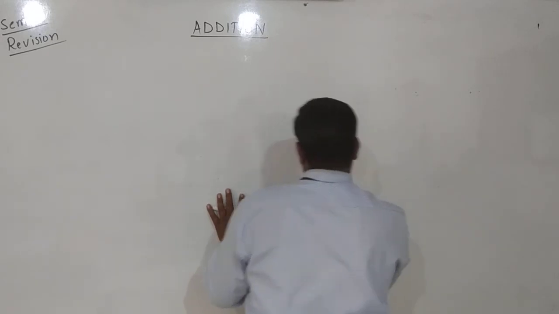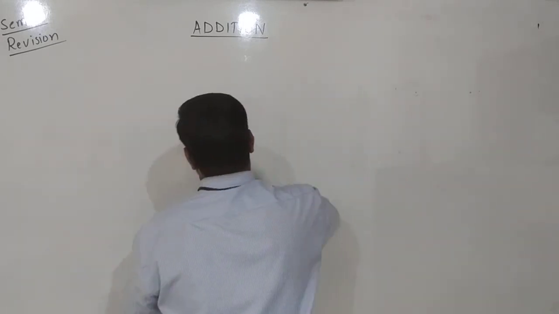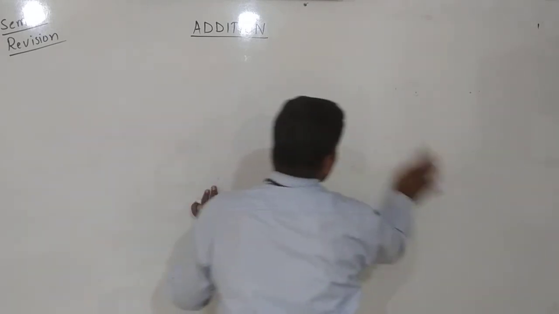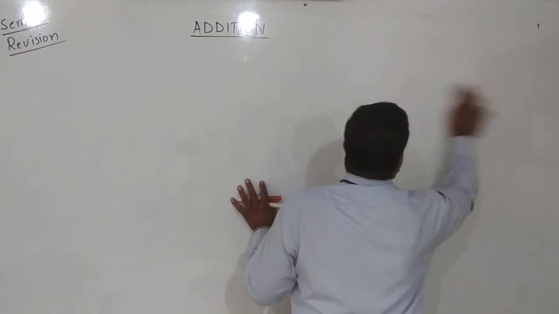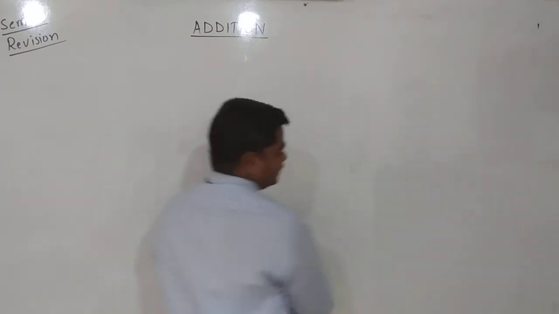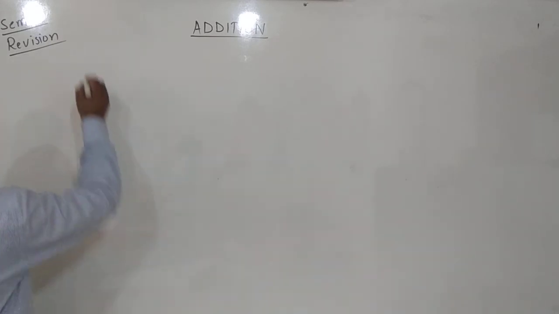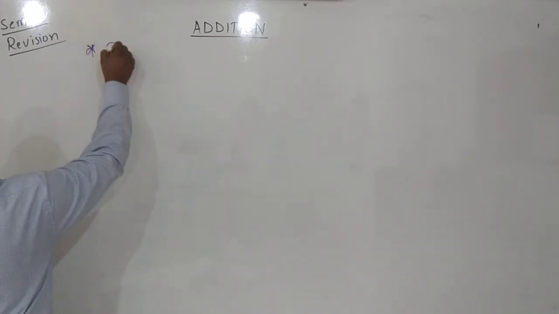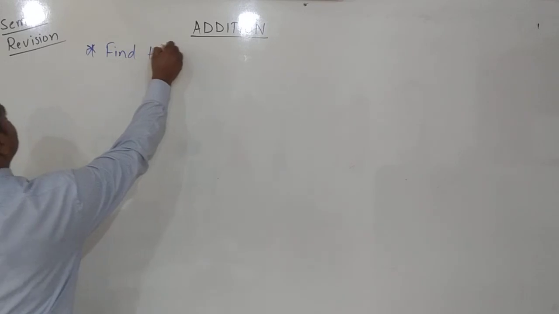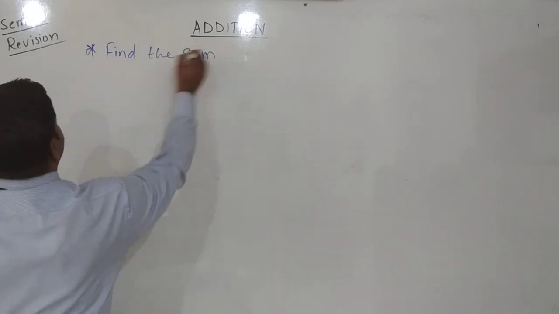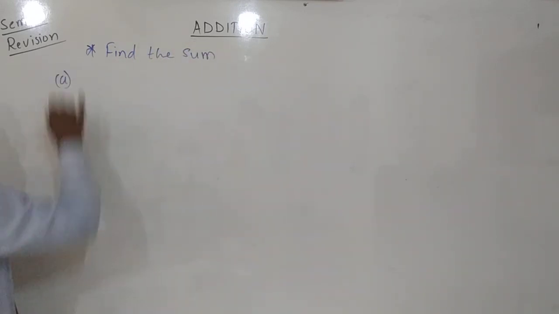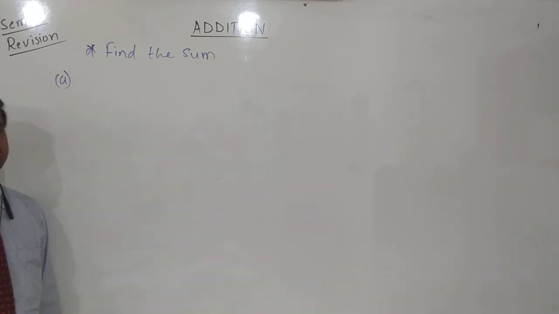Here we'll solve some large numbers. We'll find the sum of some large numbers. Yes, here find the sum. Find the sum A. How will you arrange? Arrange according to their place values.